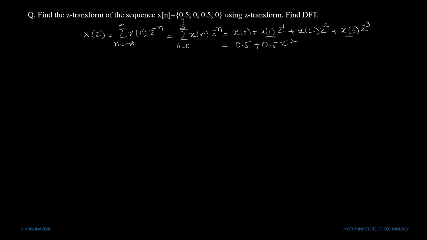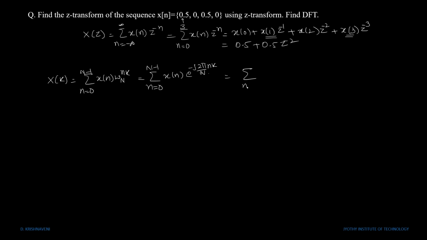Now we have to find out the DFT. What is the formula of DFT? X of k is equal to summation n equal to 0 to N minus 1 x of n W_N to the power of nk. W_N to the power of nk is nothing but e to the power of minus j 2 pi nk by N. In this example, 4 samples are there.